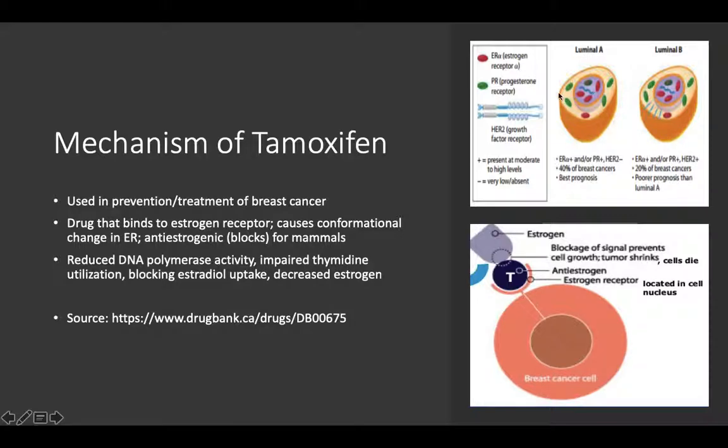Up here is a picture that I got from the textbook. So, this is an example of two of the four different types of breast cancers. So, here we have luminal A and luminal B. And basically, this is showing the estrogen receptors right here in the red that is present, as well as any PR receptors and HER2, which is a growth factor receptor.